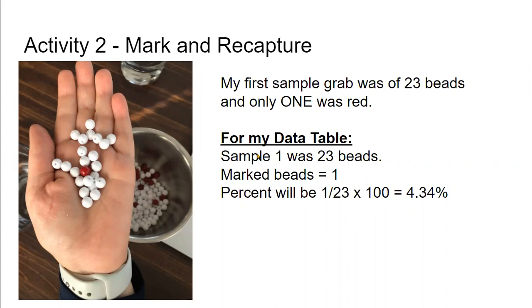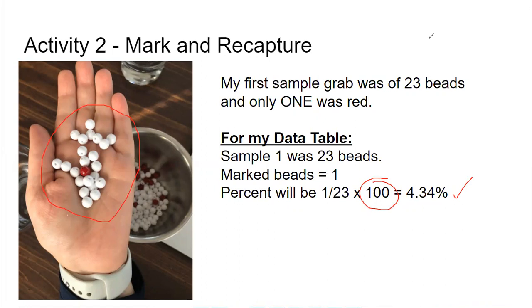So I have recaptured that bead. To go into my data table, my sample 1 is going to be these 23 in my hand. I have one single marked bead, that's my red one. So my percent is going to be 1 out of the 23 times 100. We just talked about how, when calculating percents, you have to multiply by 100. Therefore, my percent is going to be 4.34%. You can run that calculation on a calculator, or on the calculator on your phone.